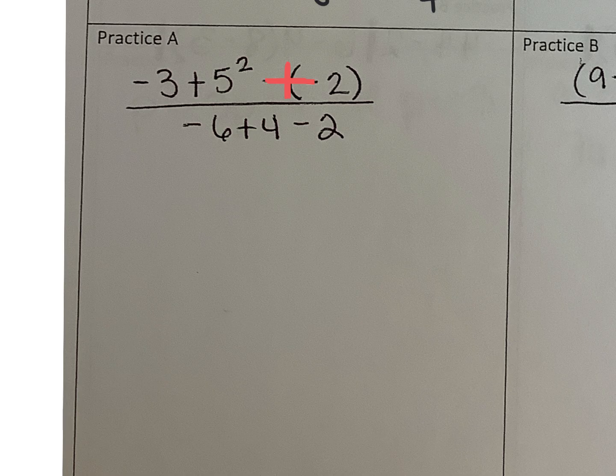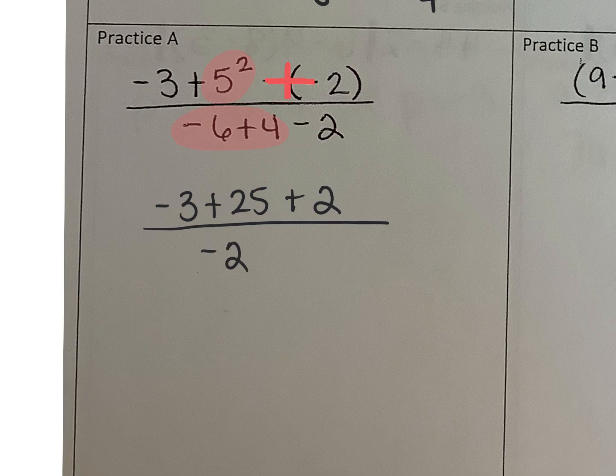So as far as the order of operations are concerned, what's the first thing we're going to do? In the top? Exponent. So we're going to do this first. What's the first thing in the bottom? Negative 6 plus 4, right? All right, so we got negative 3 plus 25 plus 2. And in the bottom, we're going to have negative 6 plus 4. What is negative 6 and then I add 4 to it? Negative 2, good. Minus 2.